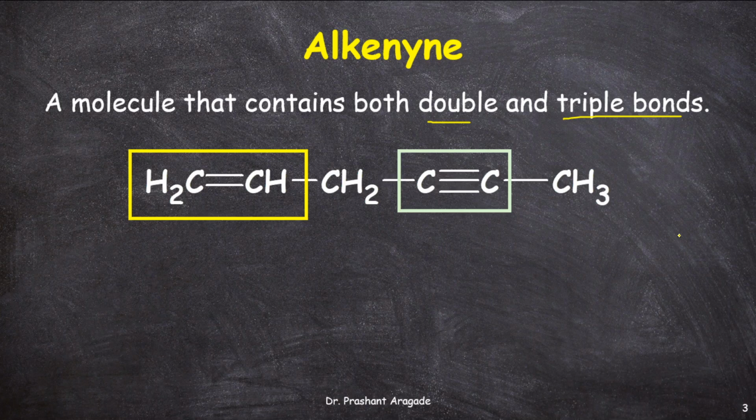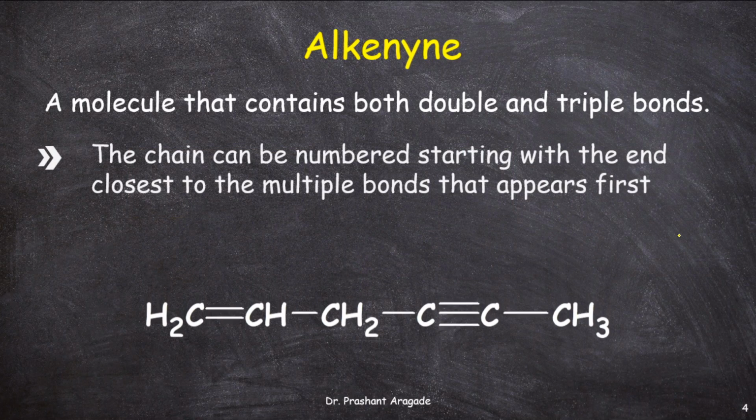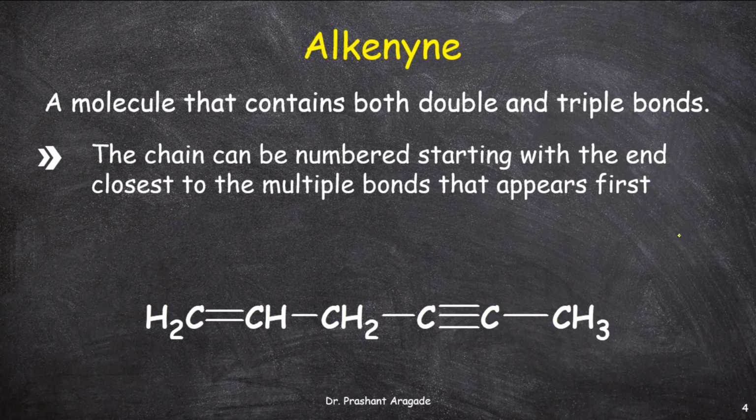So while naming these compounds, we have to follow some basic rules, such as you have to start the numbering from the end which gives the lowest possible number to the multiple bonds. Suppose in that example we have started the numbering from left to right. So number 1 is given to the carbon-carbon double bond and number 4 is given to the carbon-carbon triple bond. If you number from right to left, then numbers 2 and 5 are given to the multiple bonds.